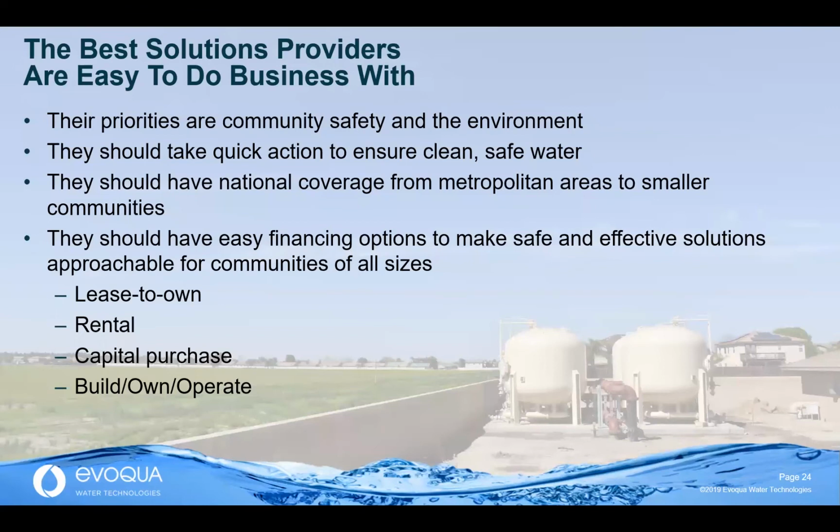And one of the last things is the best solution providers are easy to do business with. Priorities are the community, safety and the environment. They can mobilize things very quickly to ensure clean, safe water as well as air. You want to look for someone that has reputable coverage that can go from rural to metropolitan areas, and that they can support the communities. A little thing here: Evoqua is an international company, but we have employees all across the United States in rural as well as metropolitan areas, as an example.